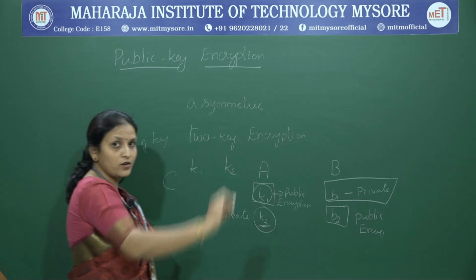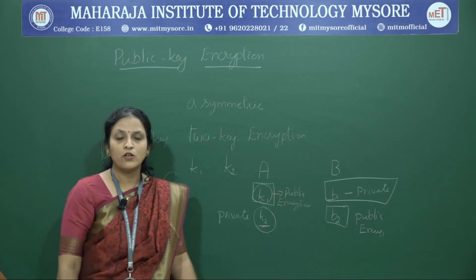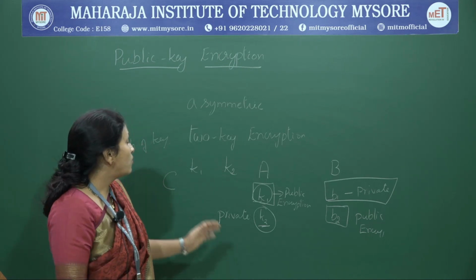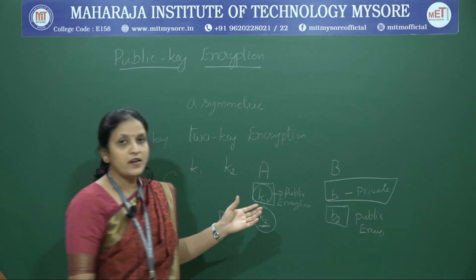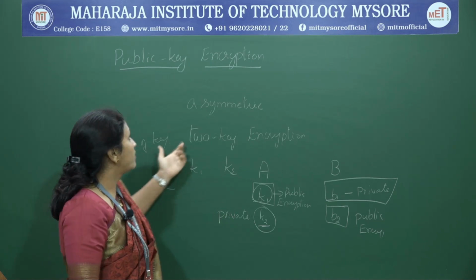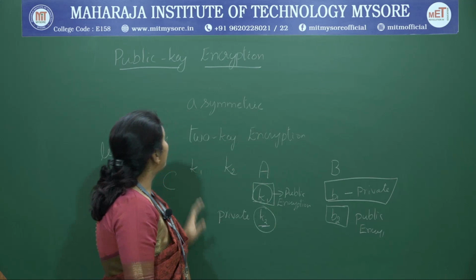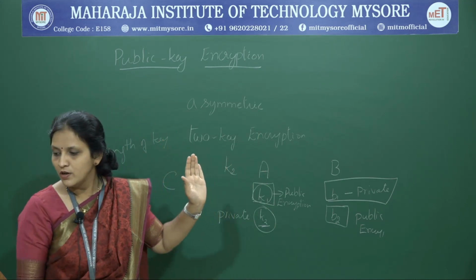As the length of the key grows, the security level also grows, as it becomes more powerful. So, the security level is directly proportional to the length of the key here. This is about the general introduction to public key encryption algorithms.